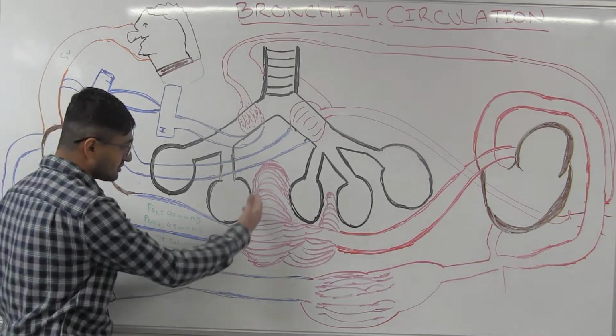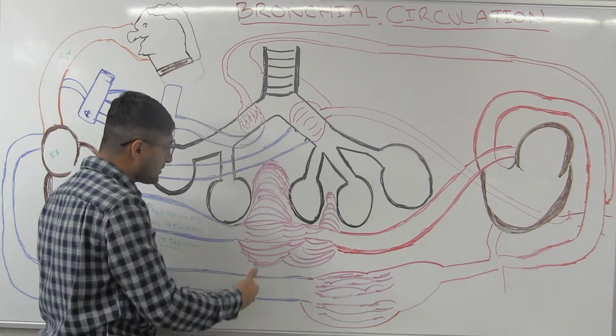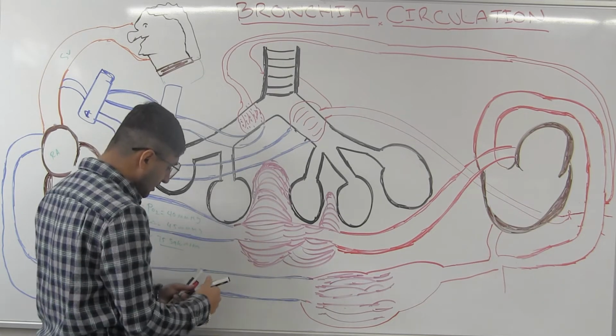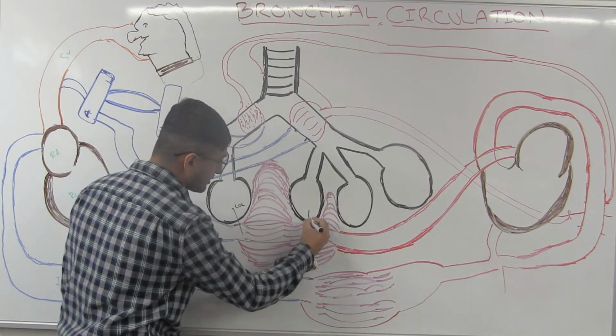Now, this in a pink color, I drew that. This is where the gas exchange is happening, okay? So basically what's happening is that the carbon dioxide is going out, and let's just pick the oxygen up down here, okay?